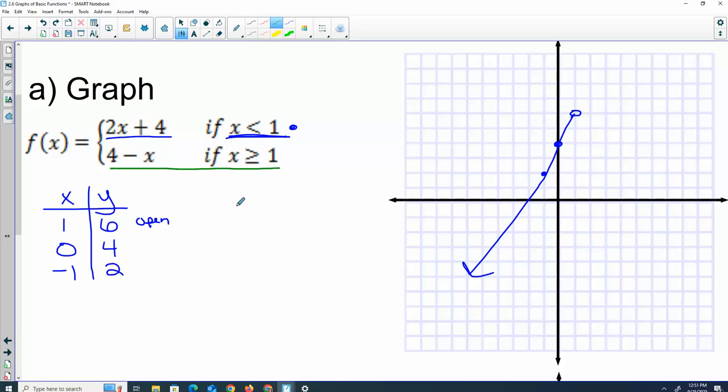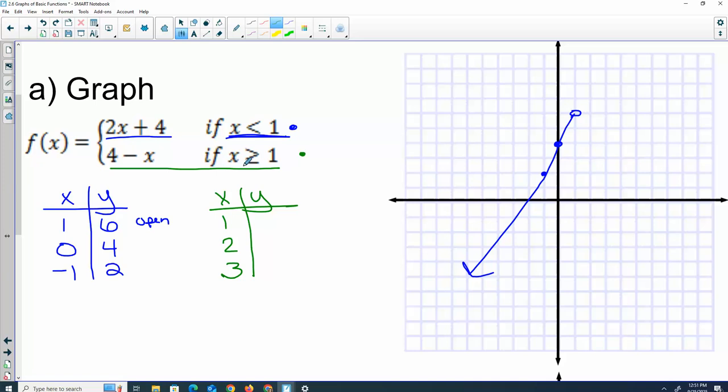I look at the other one. We need a separate t-chart for this piece. What is the first x value we have to put in? 1 again, but this time it will be greater than or equal to. So because it's an equal to, it's a closed circle, I don't have to worry about that, and then I put in things larger. Maybe a 2 and a 3.